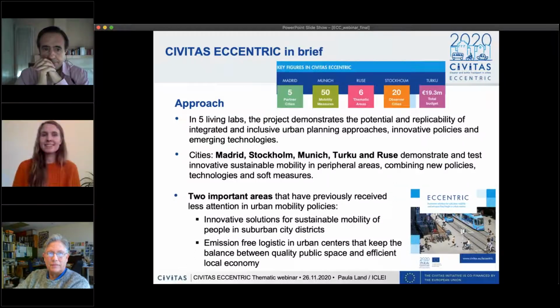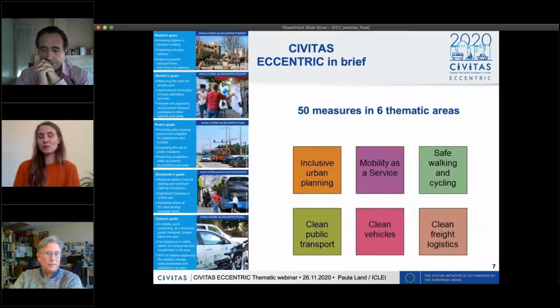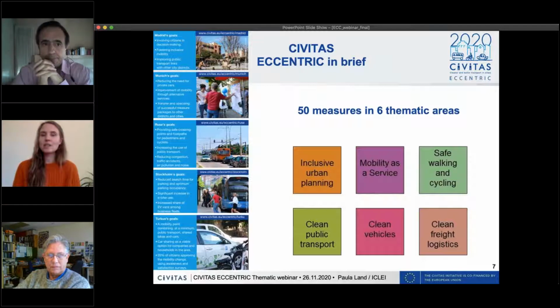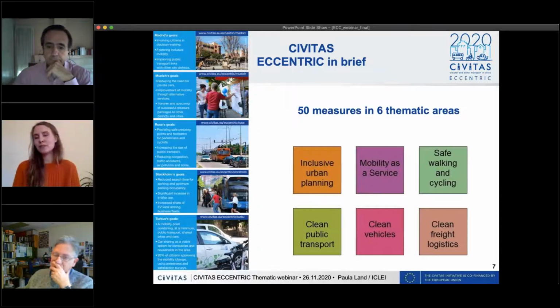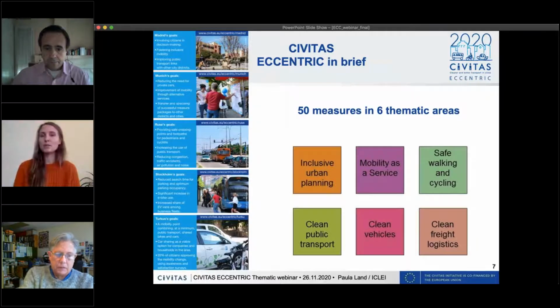As I already mentioned, the project piloted in total over 50 measures in six thematic areas. These include mobility as a service, safe walking and cycling, clean public transport, clean vehicles, and clean freight logistics. And all these areas have a specific focus on peripheral neighborhoods. So not so much the city center, but peripheral neighborhoods.